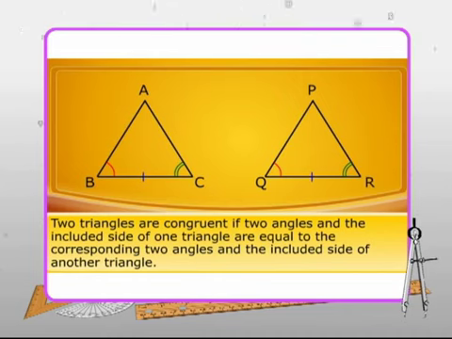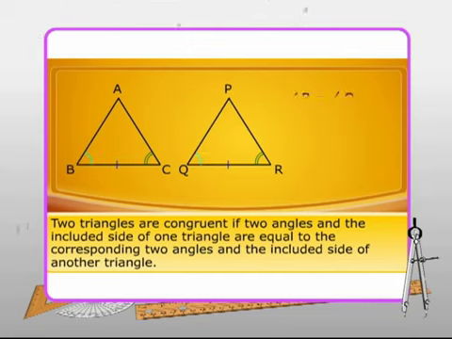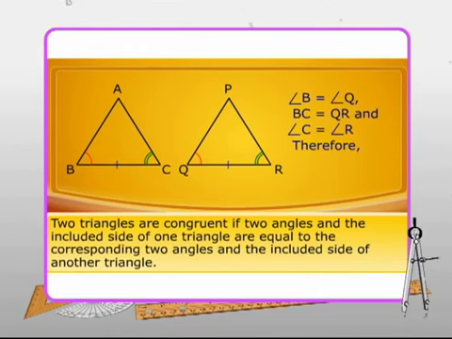By ASA congruency condition, two triangles are congruent if two angles and the included side of one triangle are respectively equal to two angles and the included side of the other triangle. In triangles ABC and PQR, angle B is equal to angle Q. Side BC is equal to side QR and the angle C is equal to angle R. Therefore, by angle side angle or ASA congruency, triangle ABC is congruent to triangle PQR.